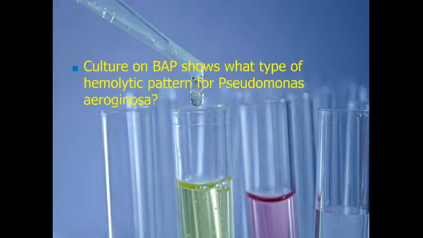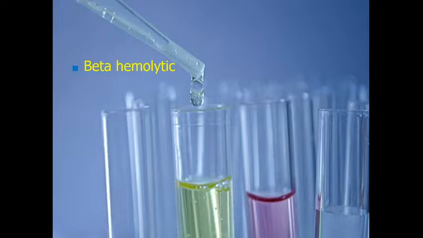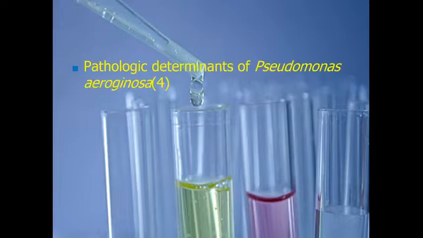Now, culture on blood agar plates shows what type of hemolytic pattern for Pseudomonas aeruginosa? It is beta hemolytic. Now, let's talk about the pathologic determinants of Pseudomonas aeruginosa. There are four pathologic determinants. This includes enzymes, the pili, exotoxins, and hemolysins.